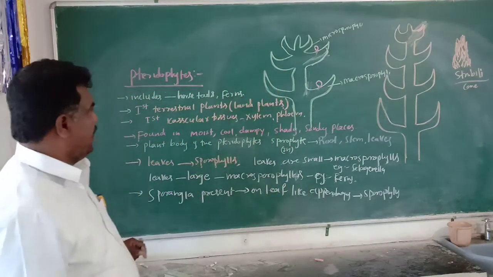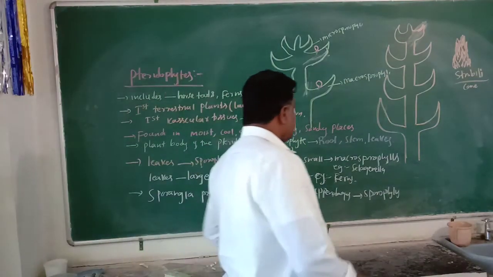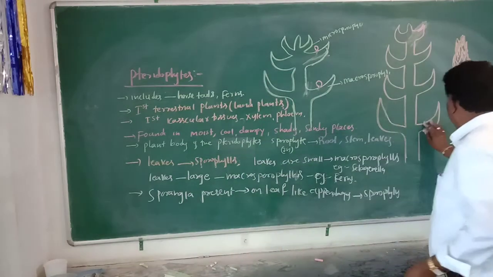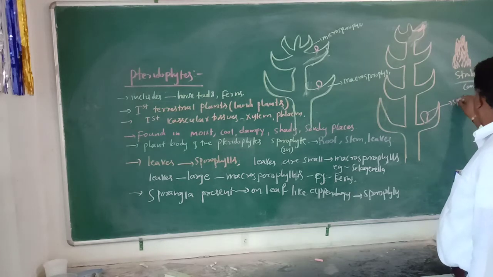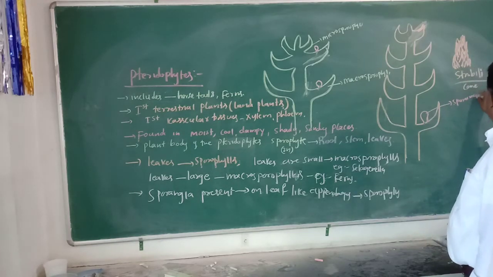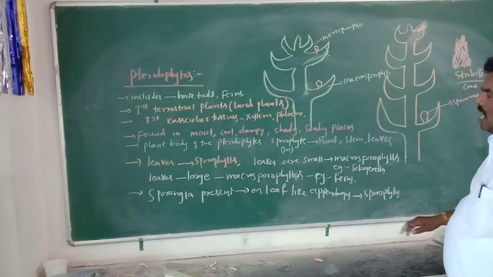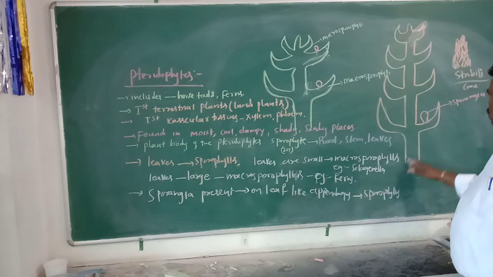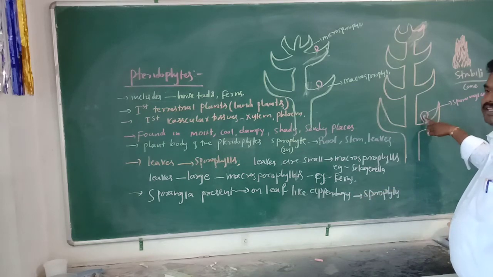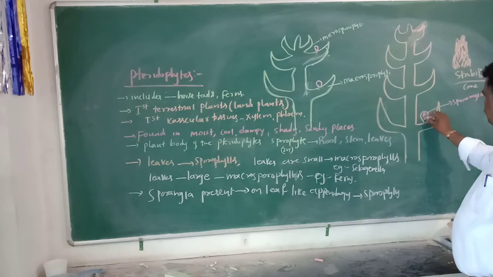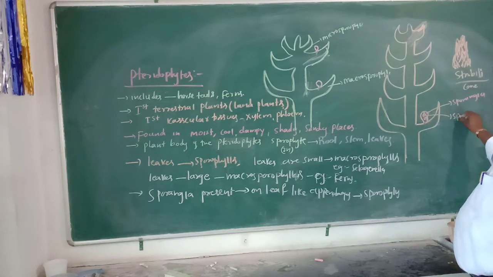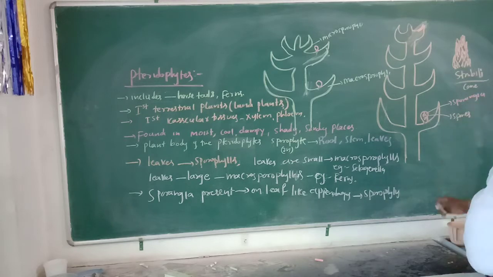Next, observe the sporangia. You can take this sporangia. Now this is called sporangia. Sporangia is where it is present, on the leaf-like appendages called sporophylls. Sporangia are present on the sporophyll. Now this sporangia produces spores. What does the sporangia do? It produces spores.